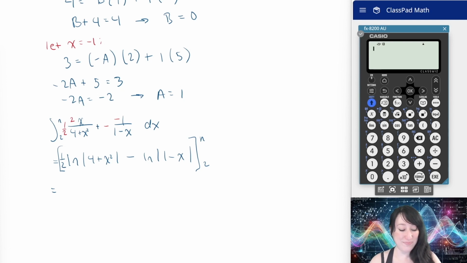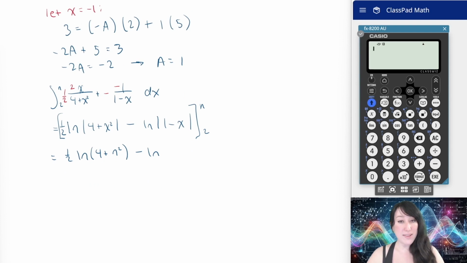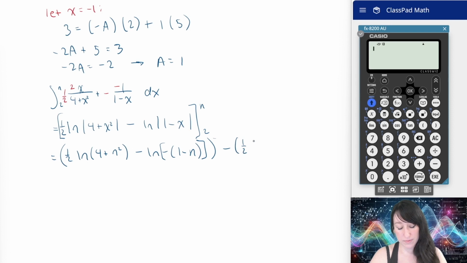So we'll start by plugging in n. Now notice how n is greater than 2, so 1 minus n will always be negative. The absolute value would make that be positive. Another way to make that negative positive is to multiply it by negative 1. Now we'll plug in 2, and simplify.